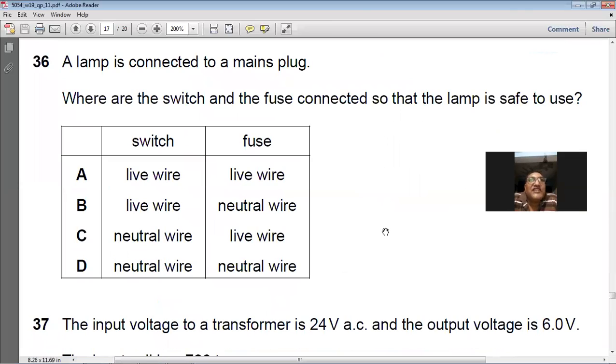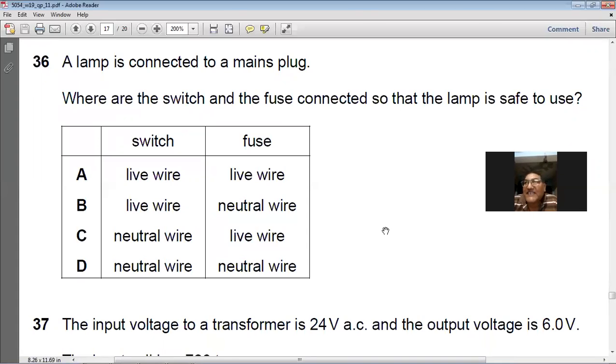A lamp is connected to a mains plug. Where are the switch and the fuse connected so that the lamp is safe to use? The fuse and the switch, they both are always connected in the live wire. The switch should be connected in the live wire. The fuse should be connected in the live wire. So A is the right option, sir.